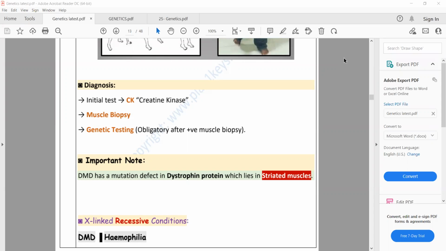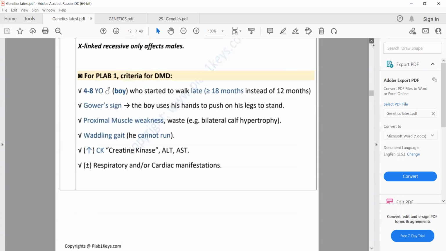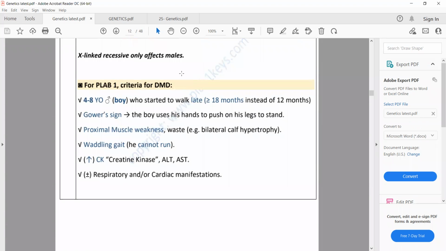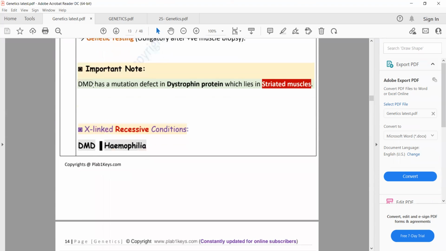So in the PLAB 1 exam, you won't usually be asked to differentiate between DMD and Becker's muscular dystrophy. You will only be asked about its inheritance pattern. It is an X-linked recessive disease, and we have already discussed that X-linked recessive diseases only affect males.